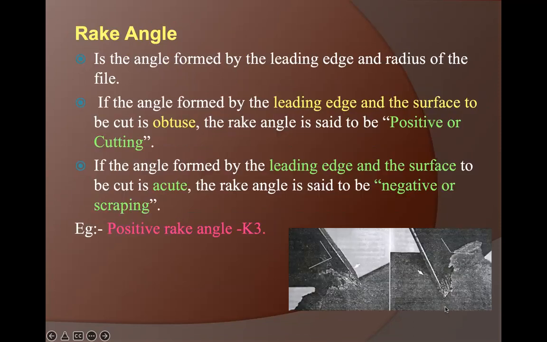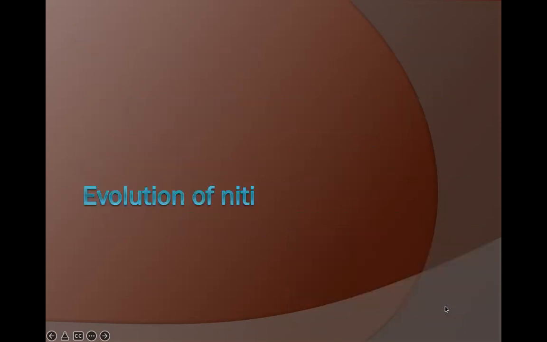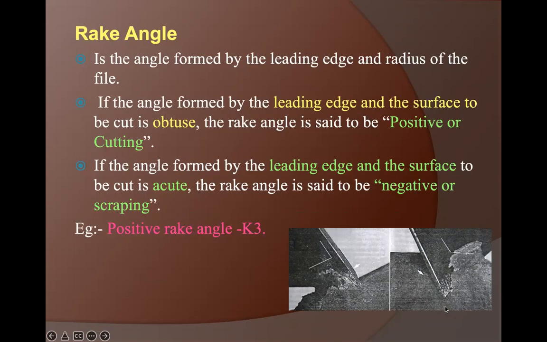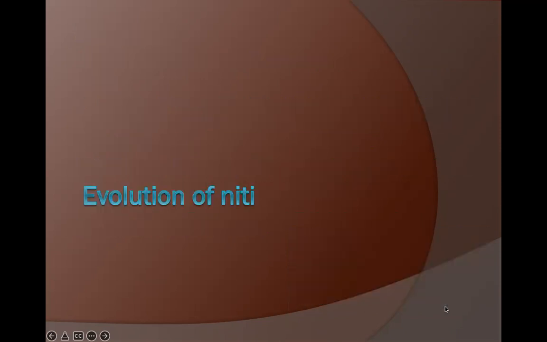Rake angle is the angle formed by the leading edge and the radius of the file. If the angle formed by the leading edge and the surface is obtuse, it is called positive. If it is acute, it is said to be negative. Positive angle files will tend to cut more. So if you take any nickel titanium rotary file, we will have these design features.